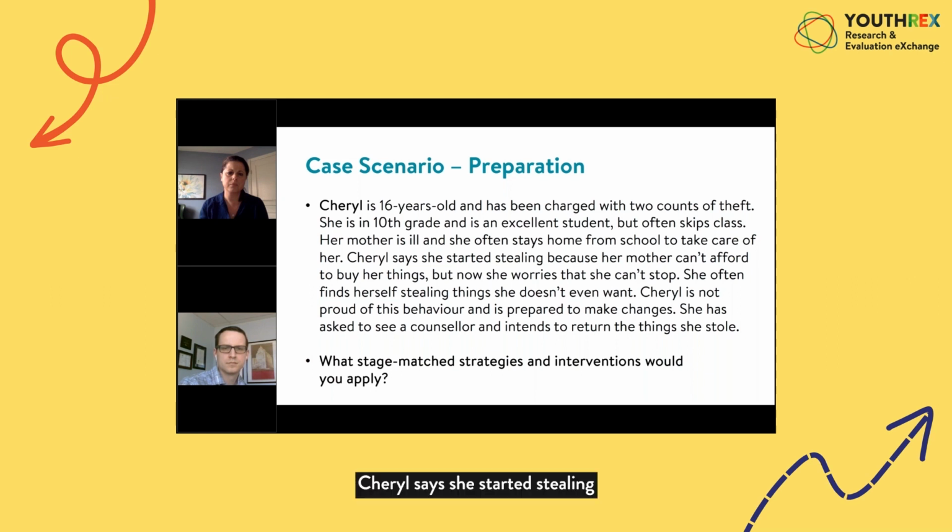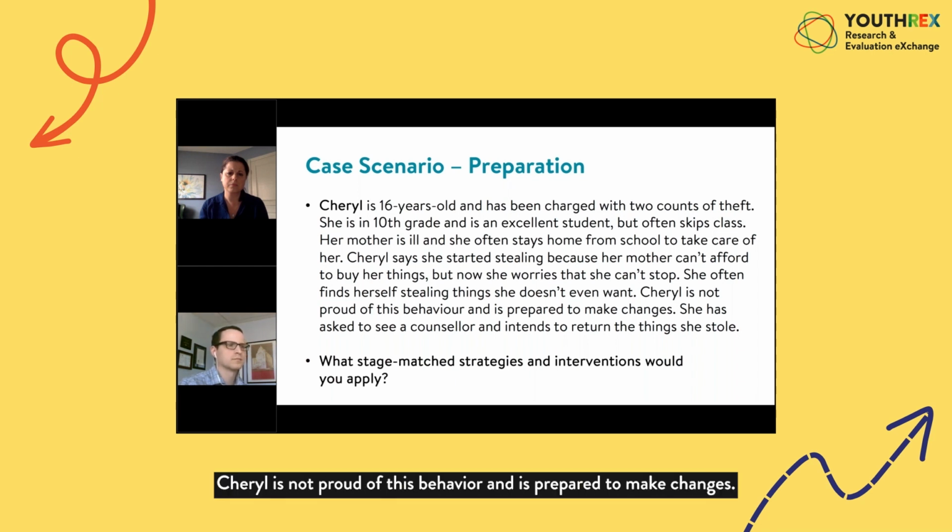Cheryl says she started stealing because her mother can't afford to buy her things, but now she worries that she can't stop. She often finds herself stealing things she doesn't even want. Cheryl is not proud of this behavior and is prepared to make changes. She has asked to see a counselor and intends to return the things she stole. So again, looking at stage match strategies and interventions, and maybe this time, maybe we'll start with Vivian.